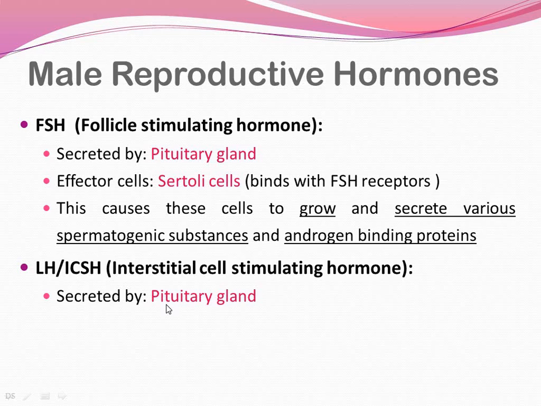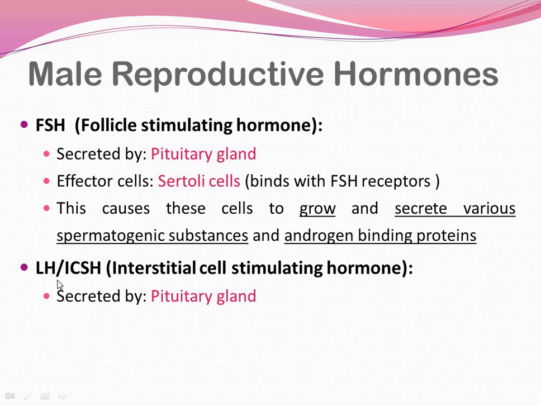Which part of the pituitary gland? Again, the answer is the same: the anterior pituitary or adenohypophysis, from the cells which you call gonadotrophs. So this is the secretion. Effector cells: for example, in the case of FSH, the effector cells are follicular cells, which is why it is called follicle stimulating hormone, or Sertoli cells.